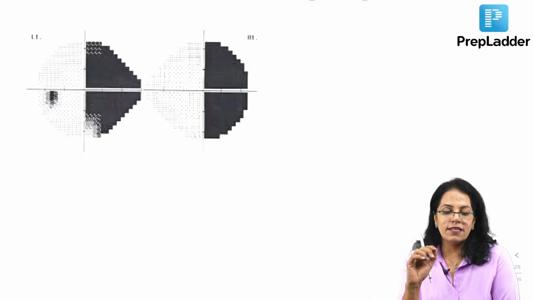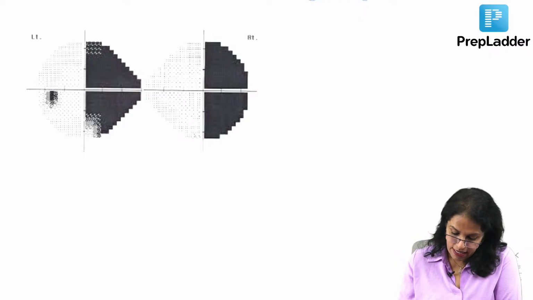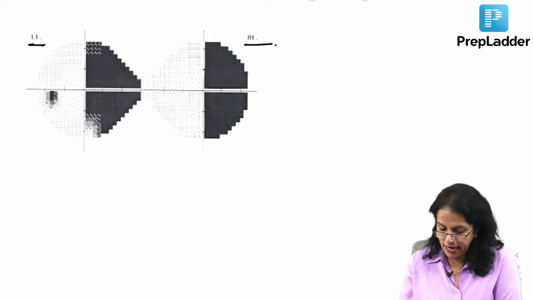Come to this picture, all of you. It is asked so many times in the exam, so please revise your legends of visual pathway. Whatever I have taught you should be revised very, very well, thoroughly. It is going to be asked. So, here what are we seeing? This is the left eye field and this is the right eye field, and it is a right-sided homonymous hemianopia.